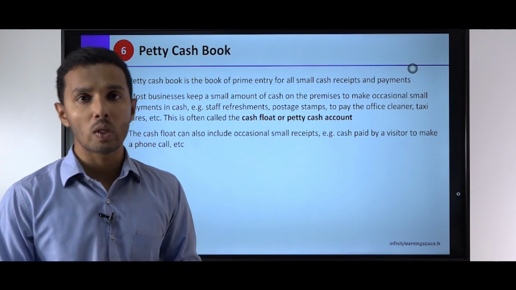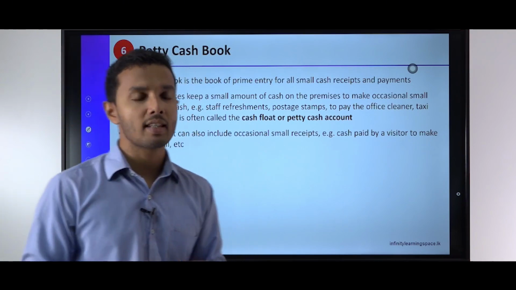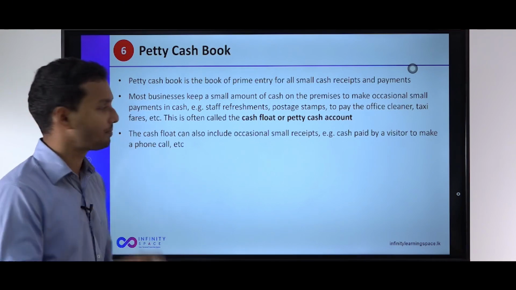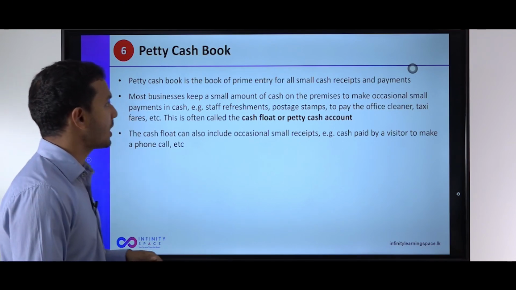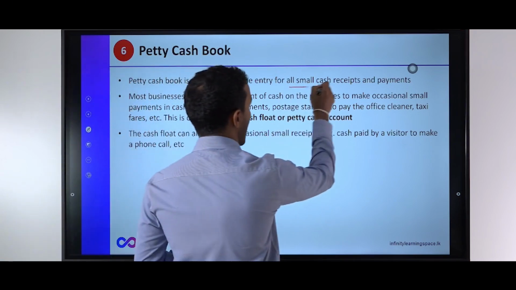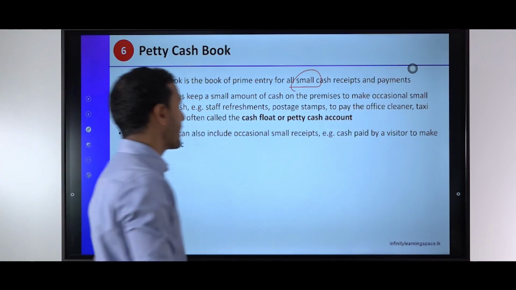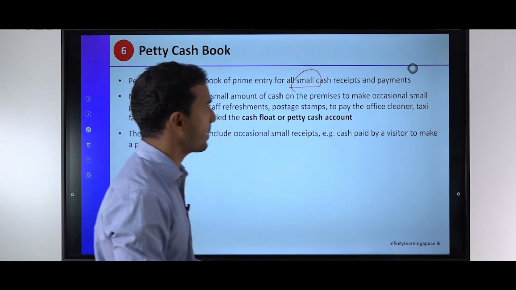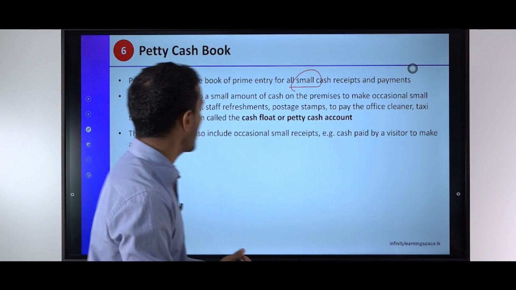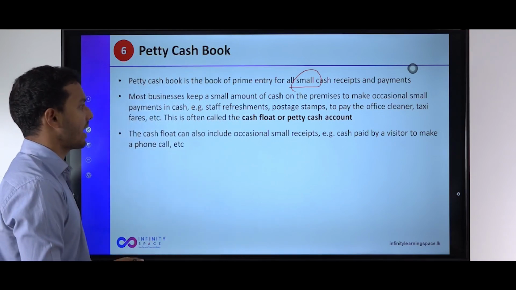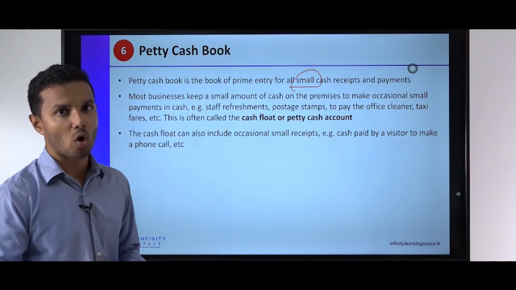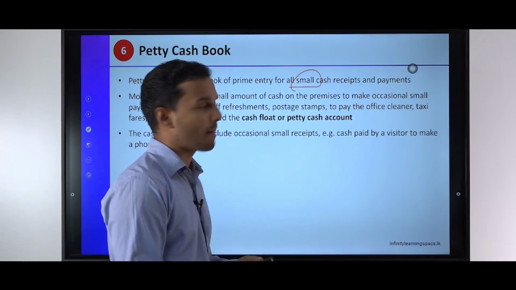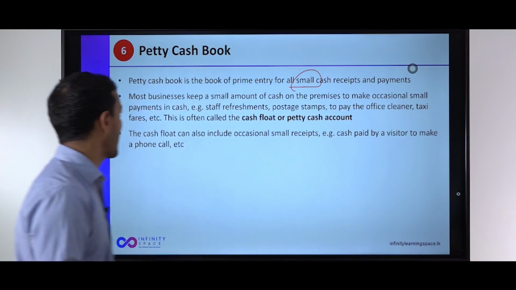So instead what we do is we record the small transactions in a separate book of prime entry called the petty cash book. Petty means small, right? So the petty cash book is the book of prime entry for small cash receipts and payments. Most businesses keep a small amount of cash on the premises, meaning at the office, to make occasional small payments in cash. For example, staff refreshments, to buy some short eats, to buy some cakes for staff, postage stamps, right, to buy stamps, to pay the office cleaner, taxi fares, etc.